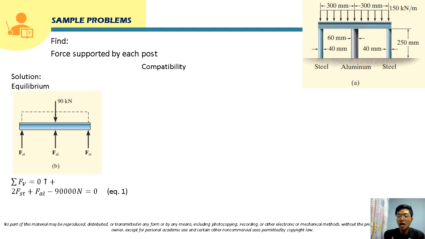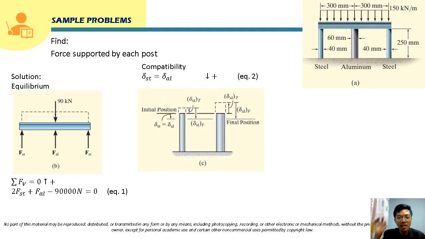The deformation for the aluminum and the deformation for the steel will just be equal. So let's say that the displacement for steel, it will go down, is equal to the displacement of the aluminum, so this aluminum will also go down. From here, class, what we're going to do is analyze the deformation for steel and the deformation for the aluminum. Class, for the deformation of the steel.